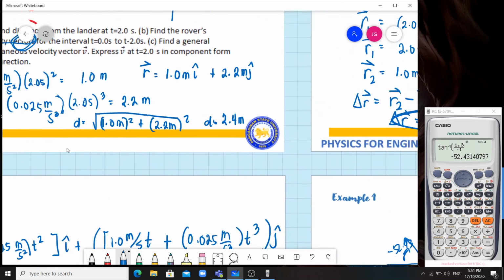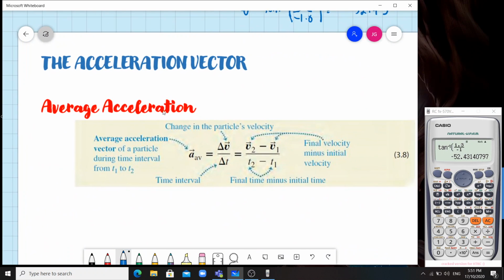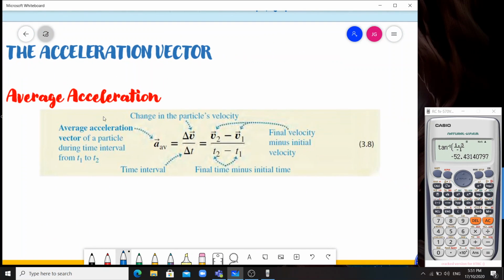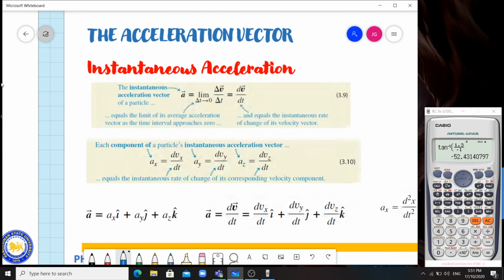So, that's it. Example number 1 is done. Okay. So, let's proceed to the acceleration vector. When we say average acceleration, it is the acceleration over the given interval t1 to t2. It is the same, it is just a vector type. The same goes for instantaneous. Instantaneous acceleration is the particular acceleration at a given point of time. So, dv over dt.